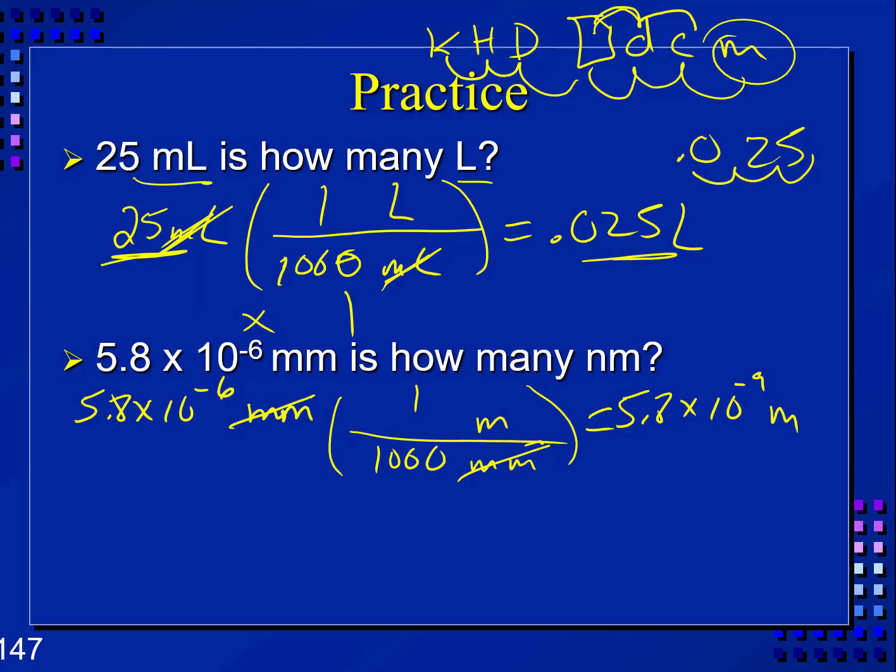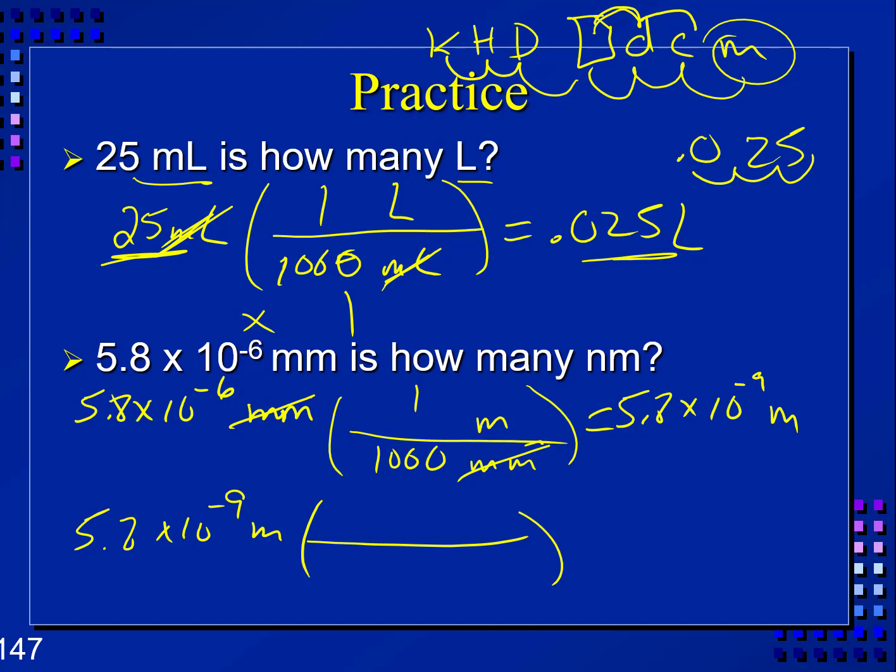Are we okay with that? Okay, but that's not my answer. So I take that 5.8 times 10 to the negative 9th meters, and now I do another conversion factor. First conversion factor got rid of the prefix. Second conversion factor put the new prefix on.